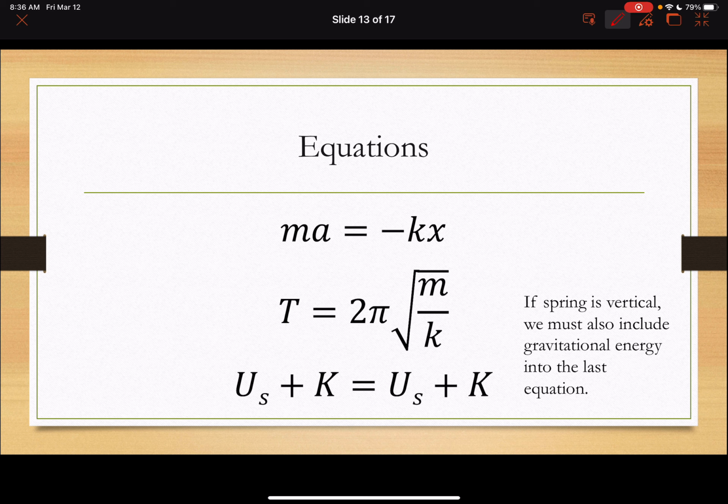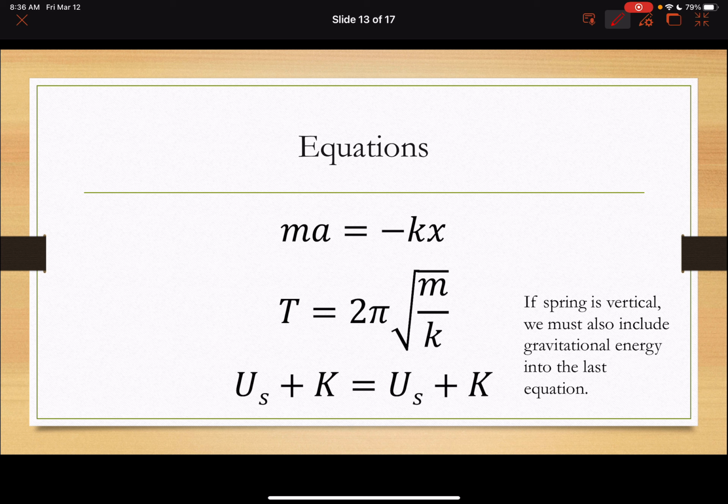And so let's show where they all come from. This one just comes from, we already knew that F equals negative kx. And so all I did was plug in Newton's second law, F equals ma, and we get this, ma equals negative kx. And so we can find the acceleration of a spring if we know the mass, the k constant, and the maximum position, or just the position at that moment. Okay?